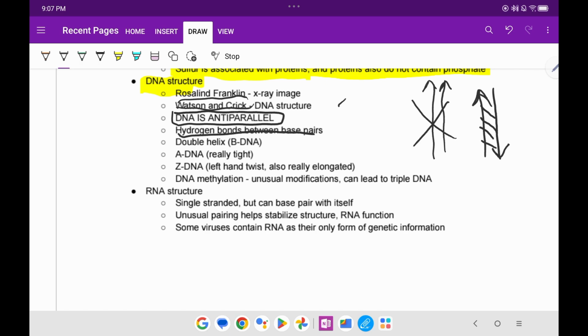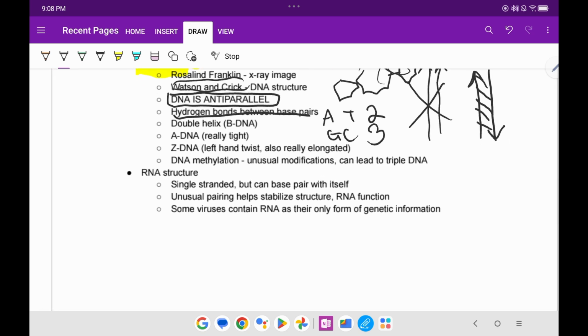Hydrogens between base pairs, so if we have, say, a purine, adenine, then it would have two bonds with thymine. And those bonds would be hydrogen bonds. Now, importantly, A and T have two bonds between them, and G and C have three bonds between them. This means that G and C take more energy to break apart because they have more bonds. More bonds equals more energy.